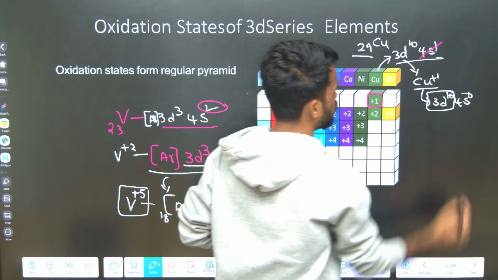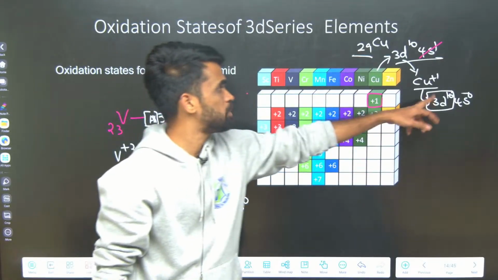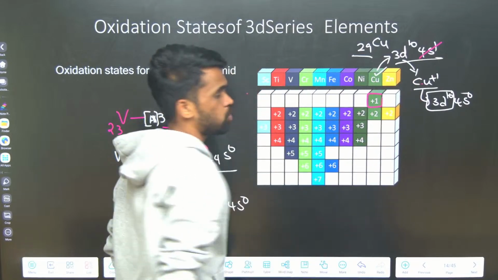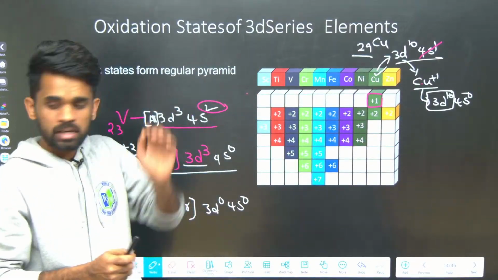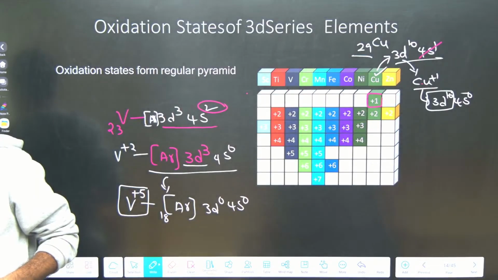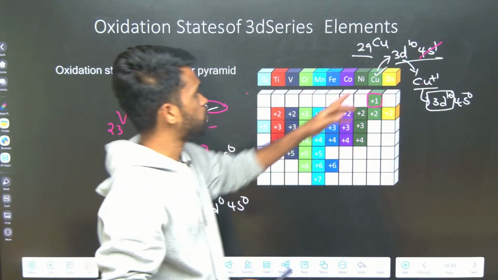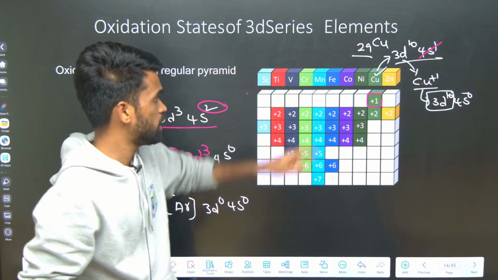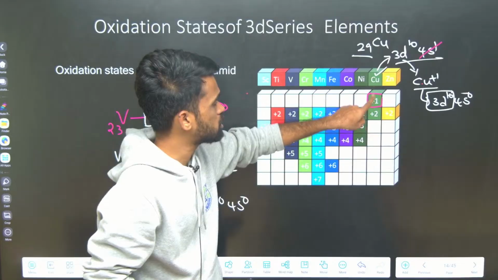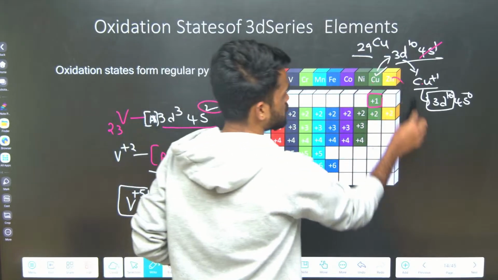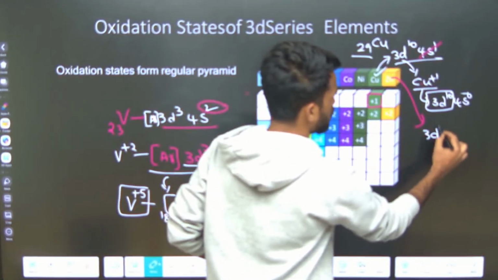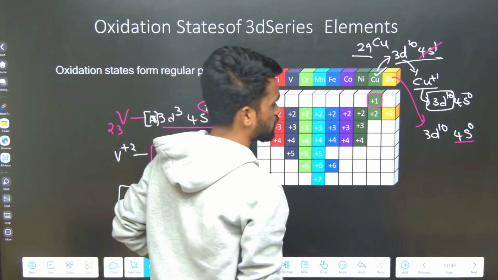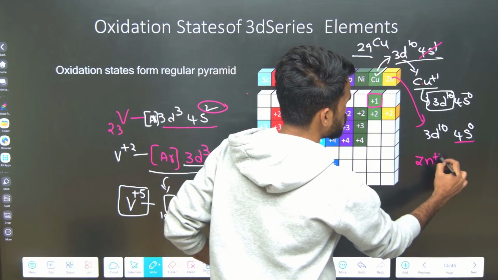Now the fully filled electronic configuration is stable, so copper exhibits the +1 oxidation state, unipositive. Remember, which one? Copper only. The species with half filled and completely filled electronic configurations exhibit more stability. That's why the +1 oxidation state of copper is more stable. Zinc can also show a 3d10 electronic configuration in its +2 oxidation state. Just remove the 4s electrons and zinc will exhibit the +2 oxidation state.